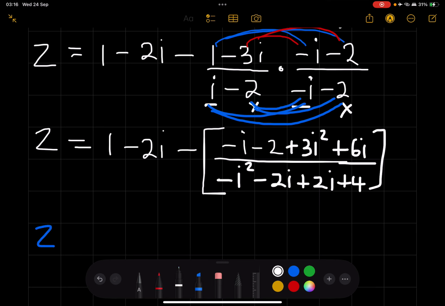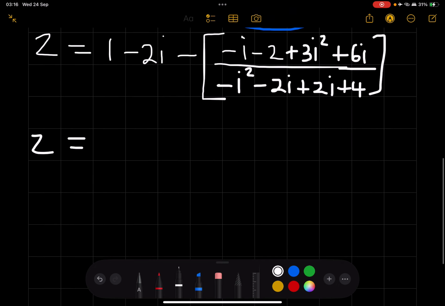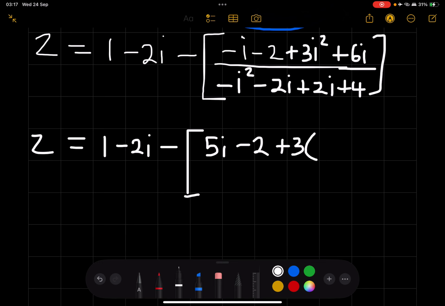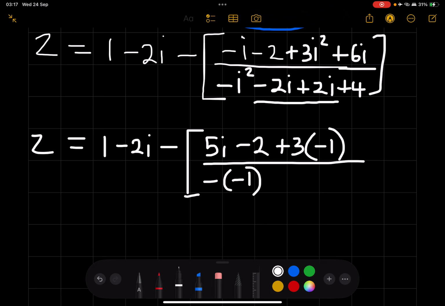The z is equal to 1 minus 2i minus, in brackets, if you check on the top, minus i plus 6i will add to give us positive 5i, right? They are like terms. Then we have minus 2 plus 3i squared, remember, i squared is minus 1. All over negative i squared, which is minus 1. The middle terms will cancel here. So I have plus 4. Okay, let's keep on going.